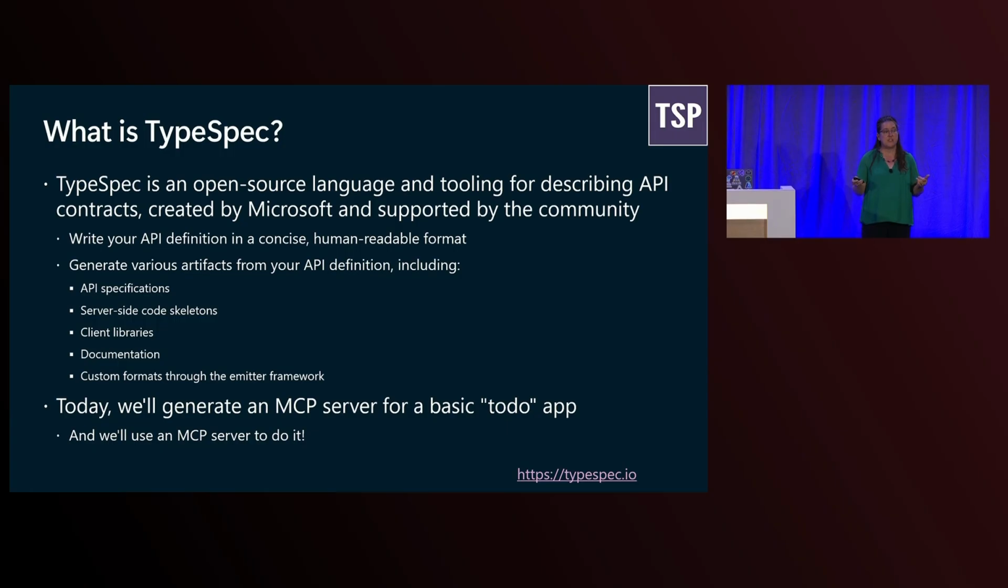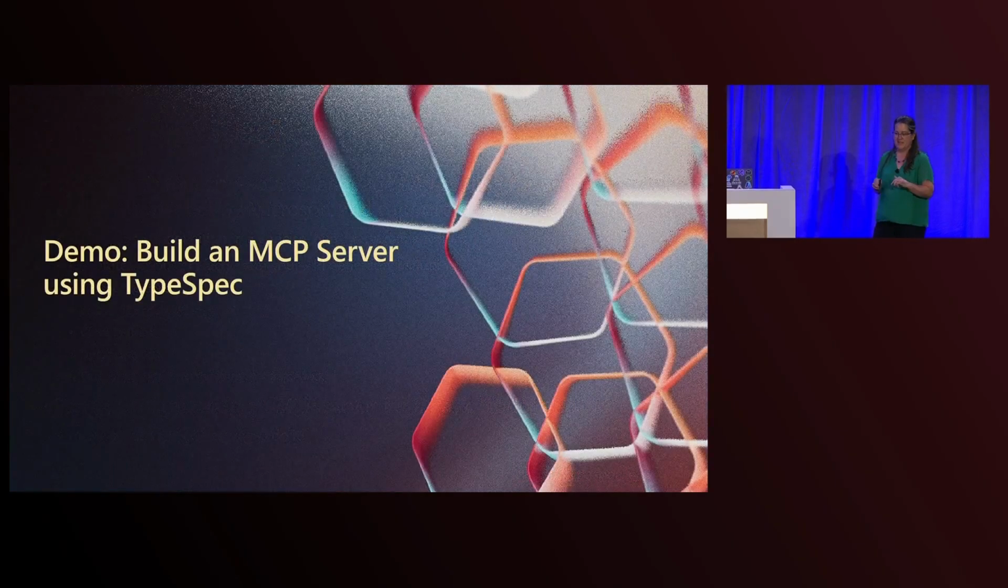And then you can generate all the artifacts you need for your API definition, whether it is that OpenAPI schema, a JSON schema, or protocol buffers. You can generate server-side code skeletons, which you'll see us do today, client libraries, documentation, and TypeSpec even has a custom emitter framework if you want to do even more. And today, because we're getting really meta and we want to help you hit everything on your bingo card, we're going to use an MCP server to generate our MCP server. So let's get into the first demo.